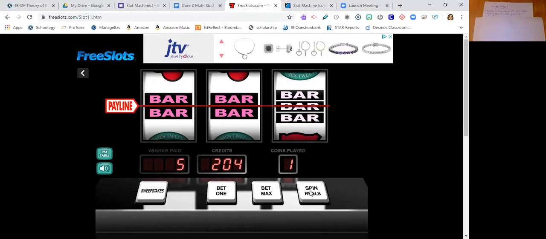So this is how you play. You bet one or bet the max, and then you spin the reels. This is your pay line, so whatever it lands on here counts. Triple sevens, as you can see, a 7. If a 7 and a 7 and another 7 came up, you win like a jackpot. So that's always exciting to do. Okay, so that's how slot machines work. Let's go back now and look at some of the probabilities.